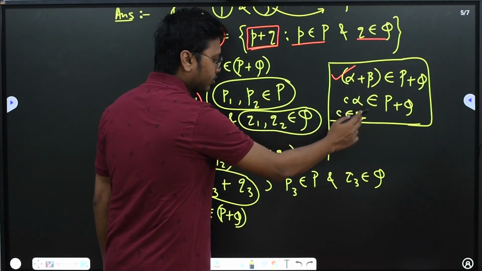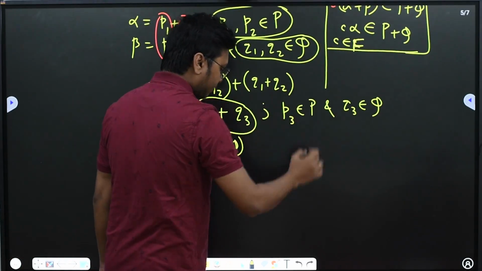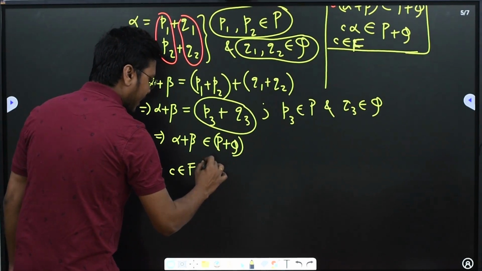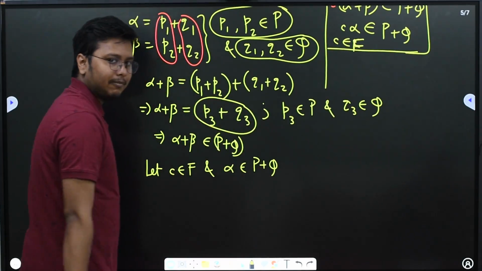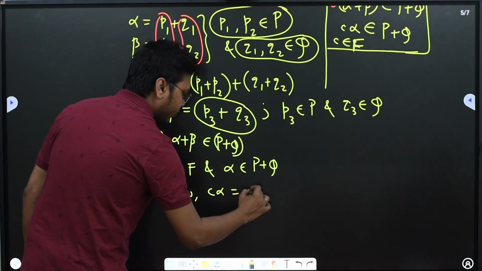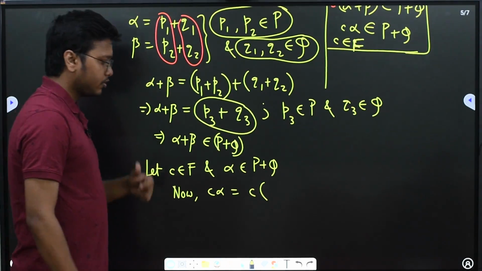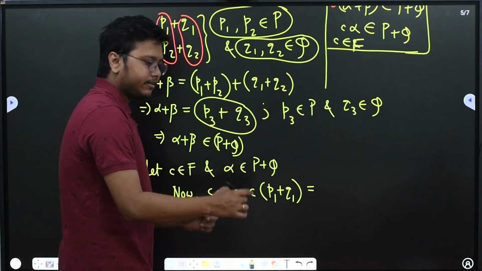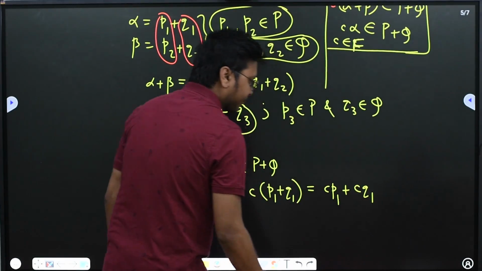Now similarly, I want to show the second condition. So I need to take some C from the field. Let C belong to F and alpha belong to P plus Q, and I want to check what will happen with their multiplication. C times alpha would be C times, now how does alpha look? It looks like P1 plus Q1. So C times P1 plus Q1, and if I separate them out, it would look like CP1 plus CQ1.